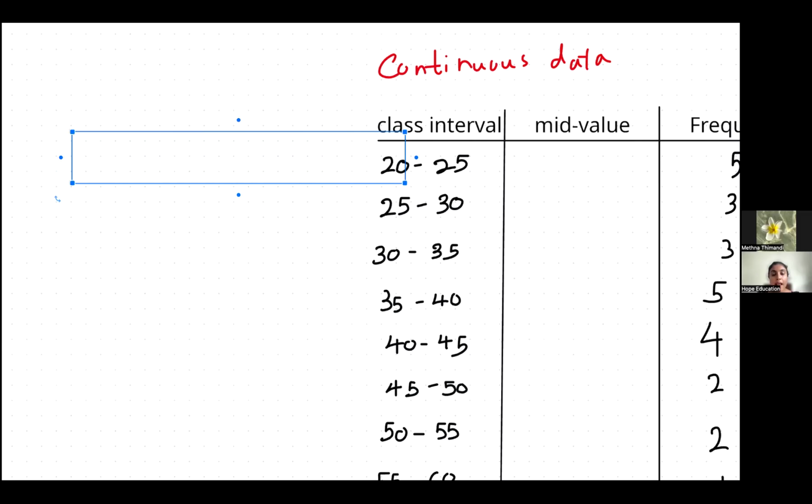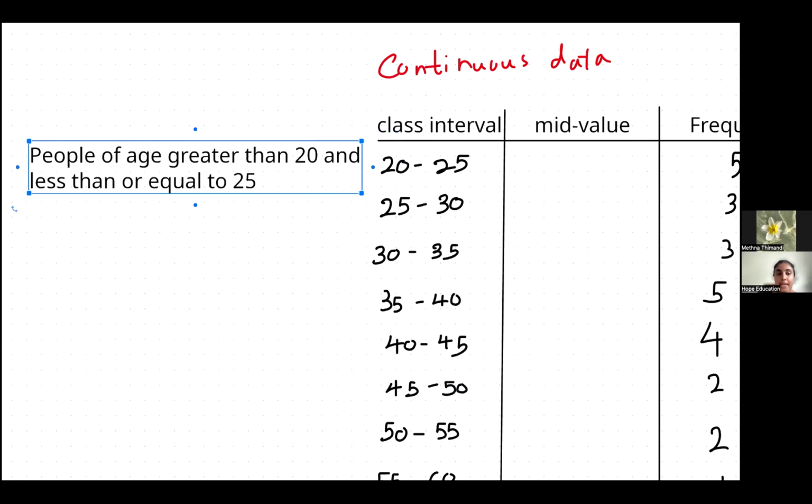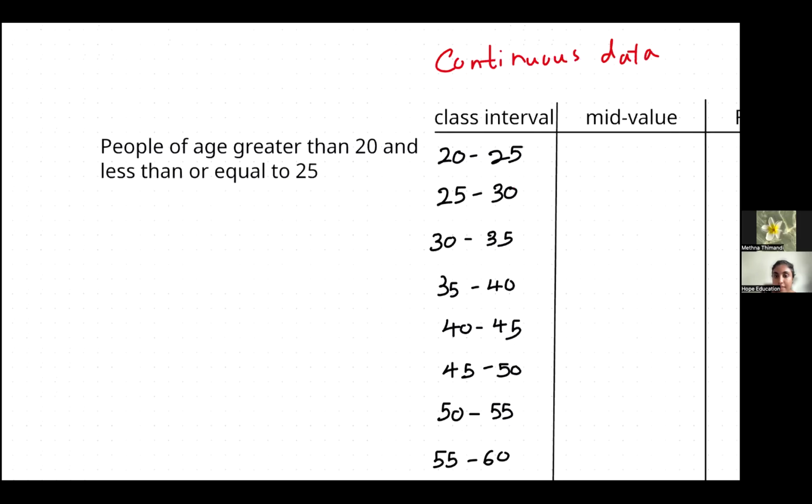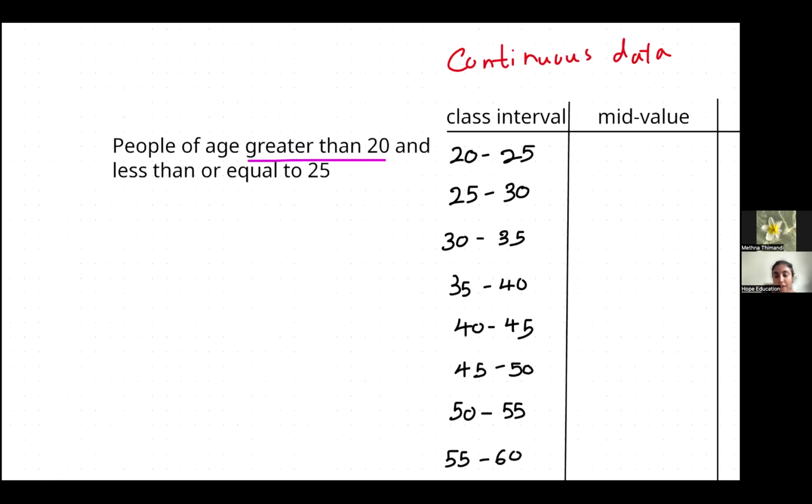Ages above 20 and less than or equal to 25. 20 is not included, and 25 is included. So people of age greater than 20 and less than or equal to 25.